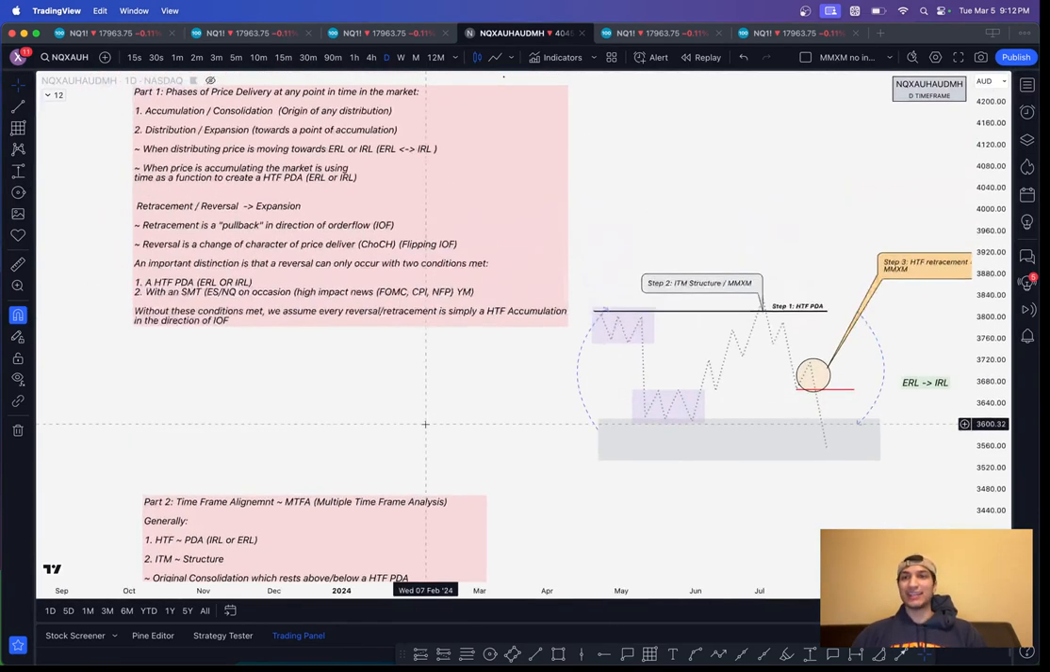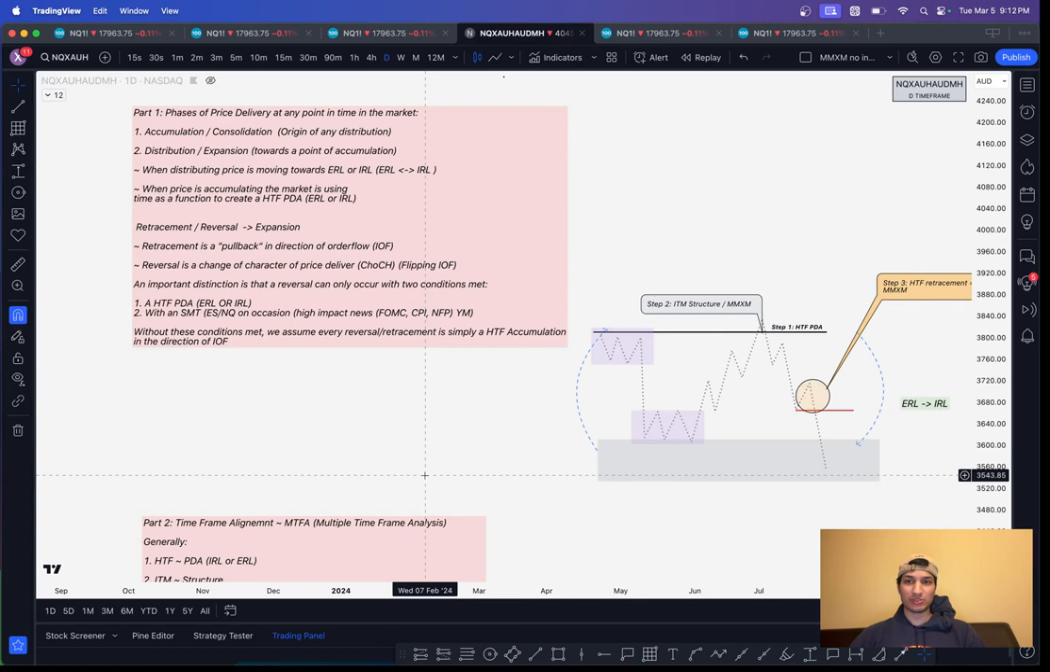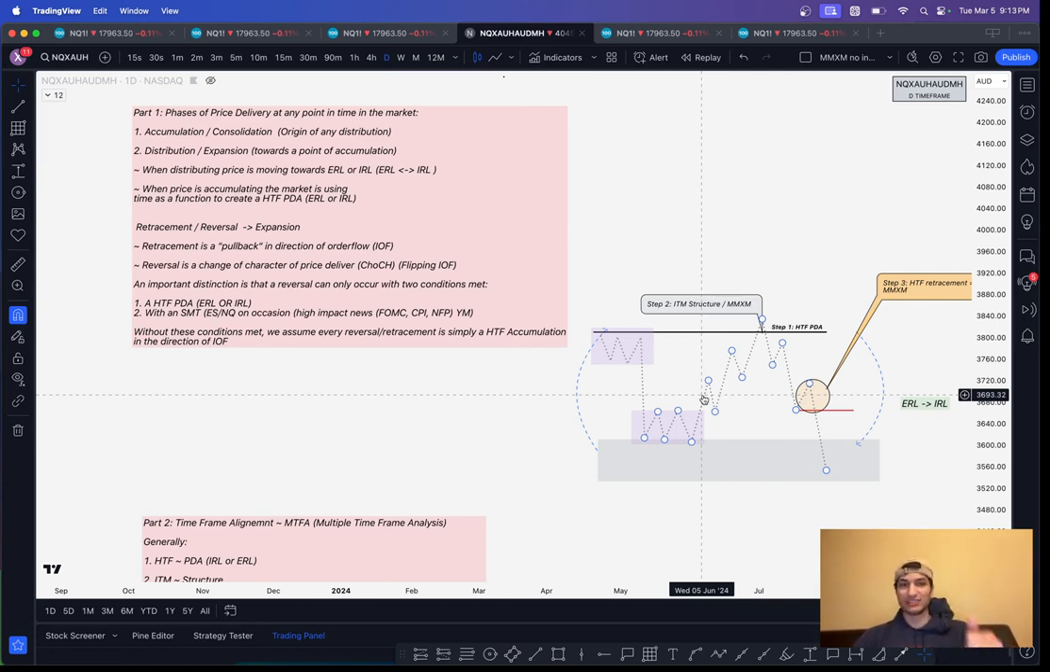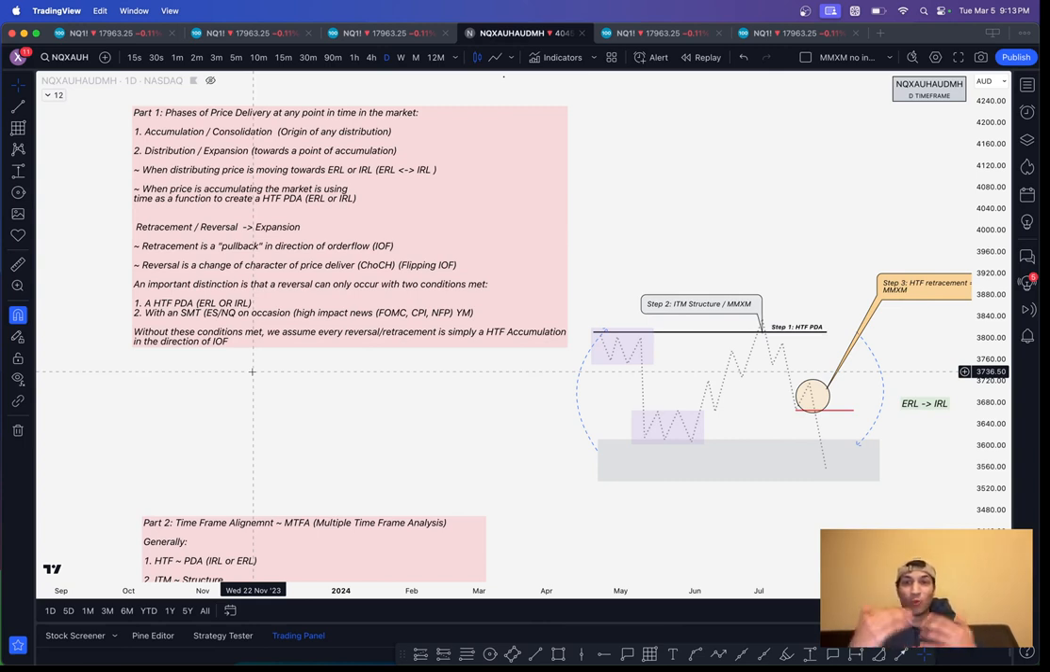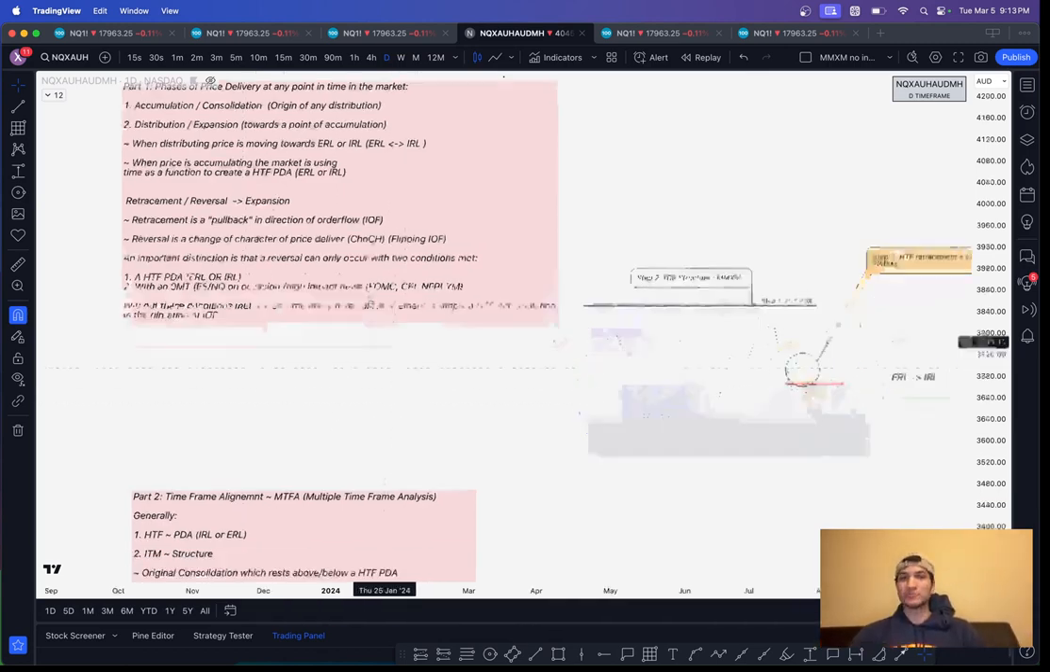Okay, so that is part one: phases of price delivery, accumulation or distribution. Retracements are simply a pullback in the direction of order flow, and reversals are a key characteristic type of distribution or expansion, which causes a change in the state of delivery. It has to occur at a higher time frame PD array. It has to occur with an SMT. So the natural question now, which you should be asking, is, Afiz, what is a higher time frame PD array, and what is the alignment of time frames? That's the most important question. So let's get into that.